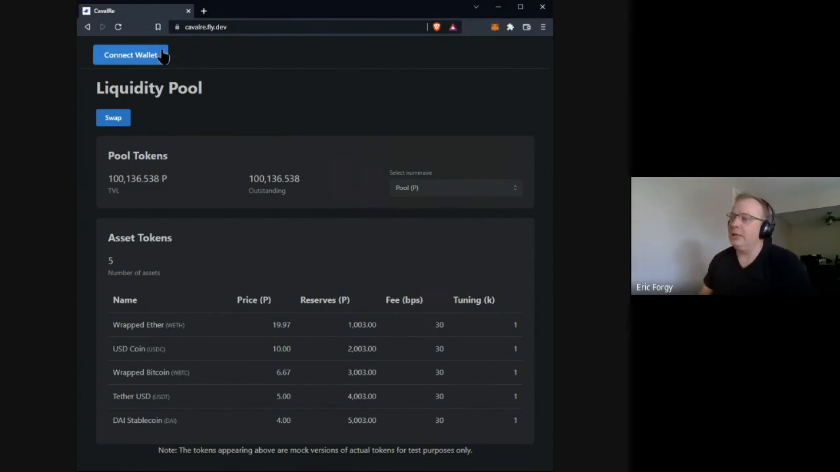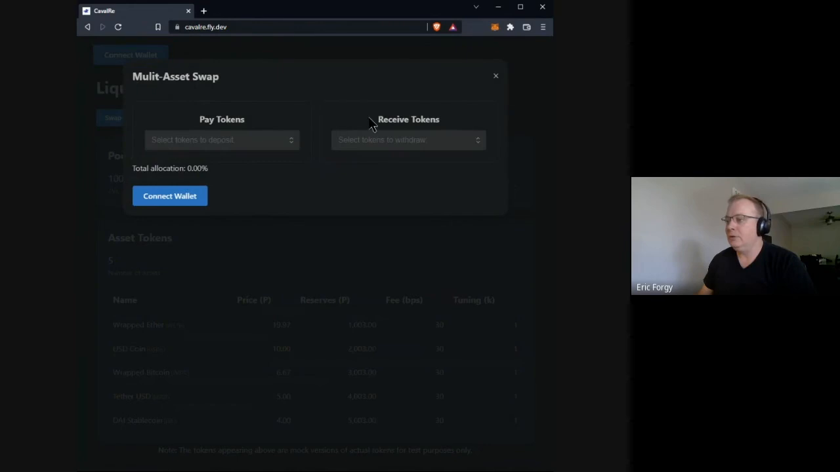But you don't even have to do that, because in my first version of this, you had to connect a wallet before you could do anything. You wouldn't even see this until you connected the wallet, but that's not very good UX. So I changed it so you can still play around with it without connecting a wallet. Even without a wallet installed, you can still hit the swap thing.